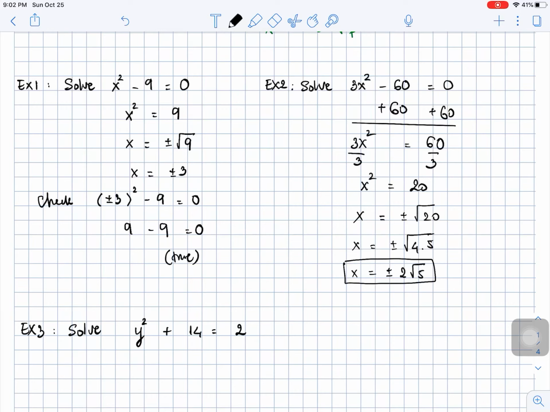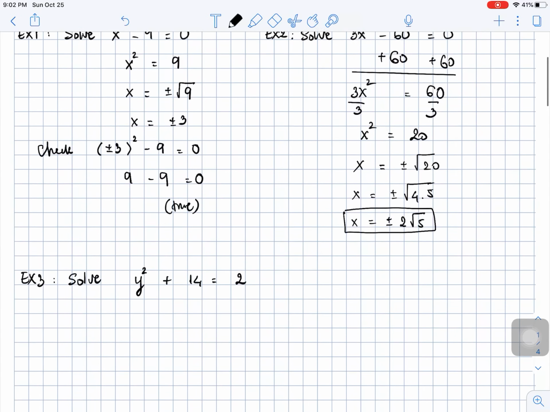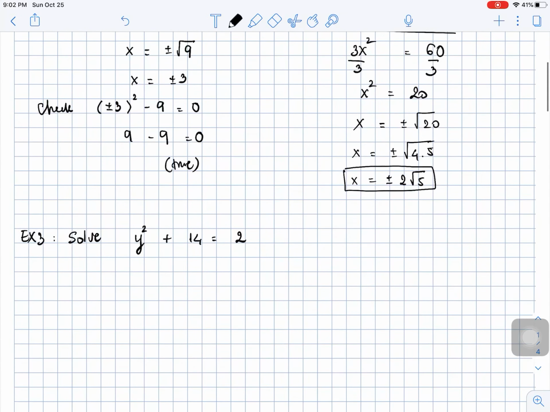Then we can use the square root property. x equals plus or minus the square root of 20. The square root of 20, we will break as the square root of 4 times 5. And the square root of 4 is 2. The square root of 5 just stays the same, as the radical. I leave the check step for you.